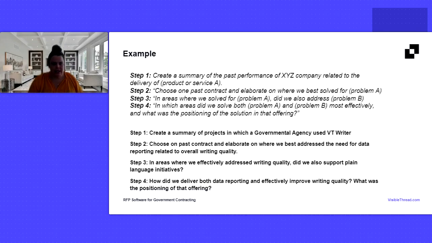So in practice, it looks like this. Create a summary of projects in which a governmental agency used VT Writer. Choose a past contract, so I've identified a past contract, and elaborate on where we best address the need for data reporting related to overall writing quality. And in areas where we effectively address writing quality, do we also support plain language initiatives? How do we deliver both data reporting and effectively improve writing quality? What was the positioning of that offering? So walking down the path to addressing product, problem, solution, outcome, and then what was our positioning.